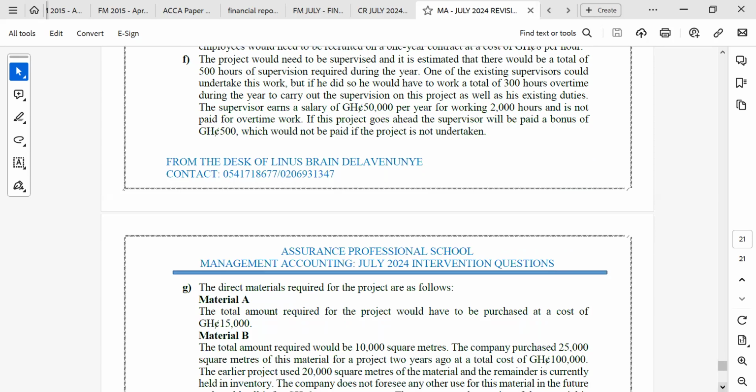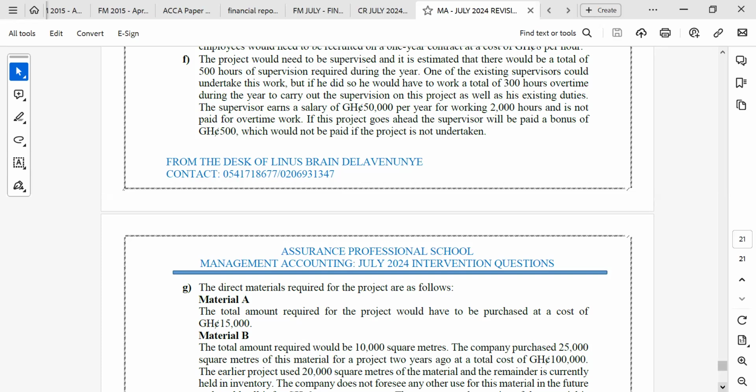The supervisor earns a salary of 50,000 Ghana cedis per year for working 2,000 hours and is not paid for overtime work. If this project goes ahead, the supervisor will be paid a bonus of 500 Ghana cedis, which will not be paid if the project is not undertaken.